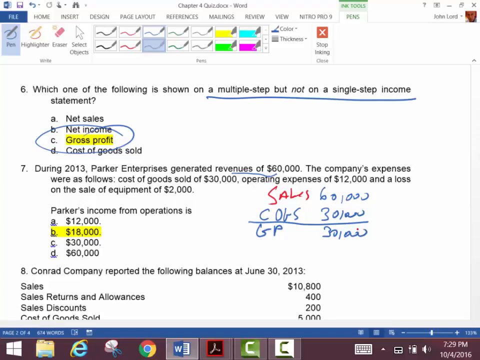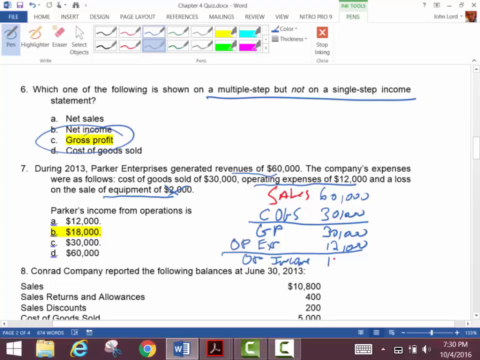Our income from operations. So should we pick up this operating expense? How about this equipment? That's going to be a non-operating item, isn't it? Right? So I go ahead and I pick up my operating expenses of 12,000. So that gives me what? Operating income of 18,000. Right?